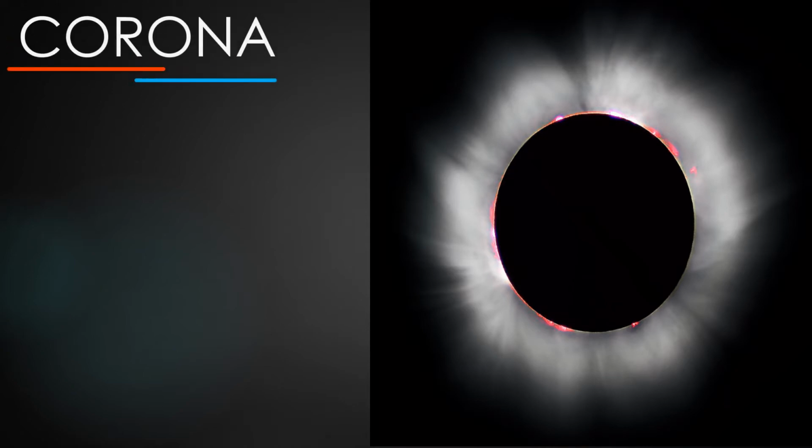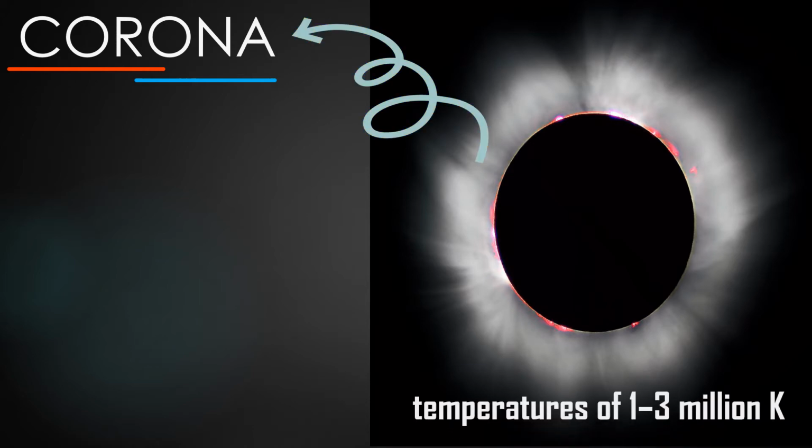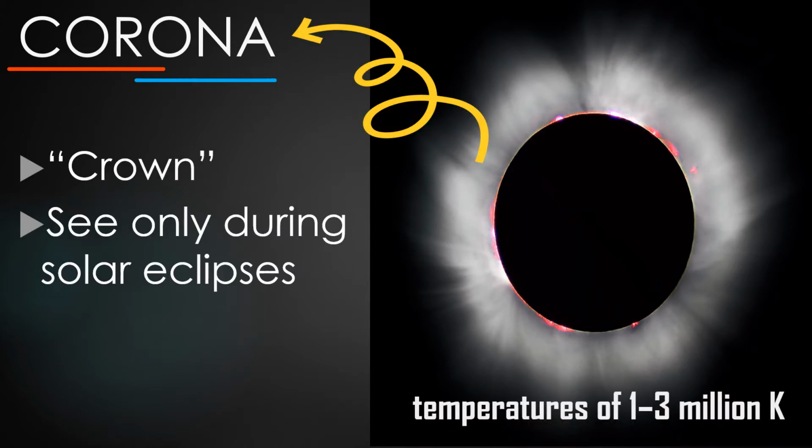This one is what you call the corona. From the looks of the picture, it's protruding like a crown. So this looks like a crown. That's why it's called corona. You can only see this during a solar eclipse. The corona is a luminous envelope of plasma that surrounds the sun and other celestial bodies. It extends millions of kilometers into space and is commonly seen during a solar eclipse. The temperatures range from 1 to 3 million Kelvin.